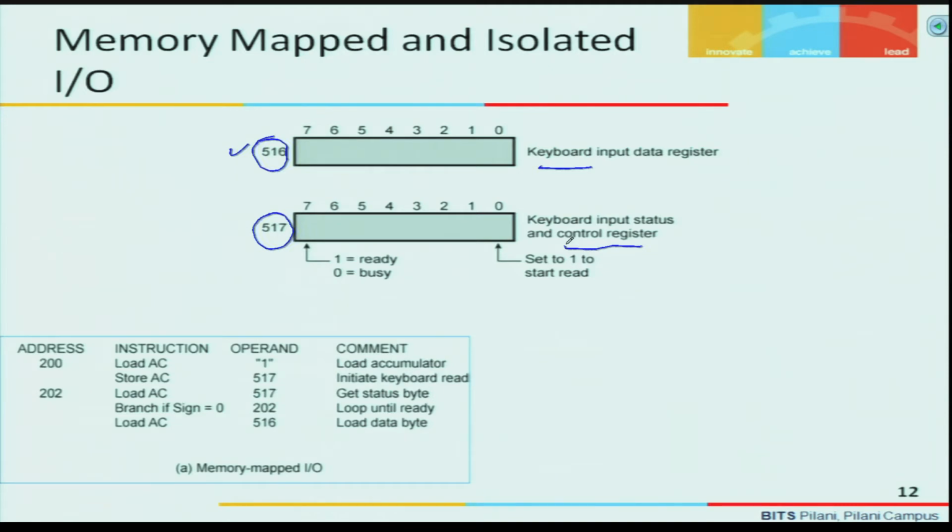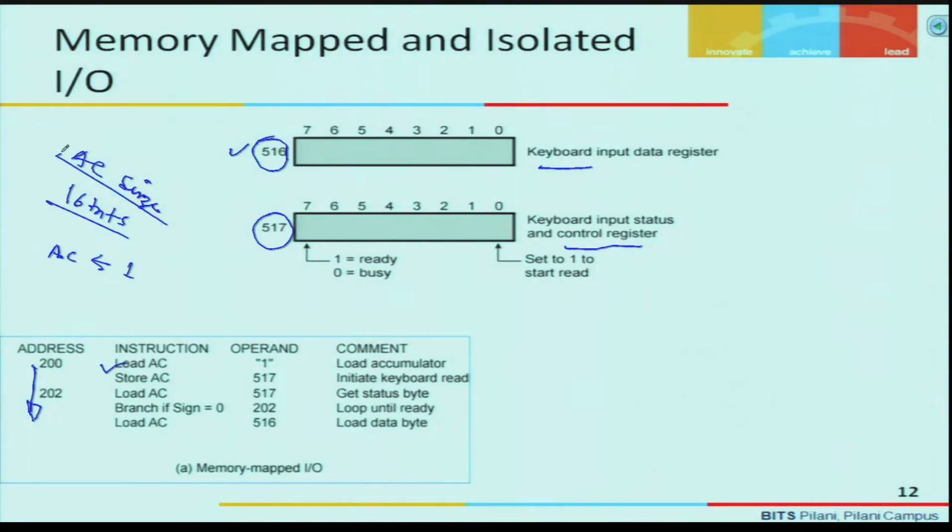Now, for memory mapped IO, let us say this is the address where the instructions are stored, 200 and 202. At 200 the instruction is load AC. AC stands for the accumulator register. Load AC with the operand 1. So the AC register will be loaded with 1. AC will contain 1, and let us say the AC register size is 16 bits.